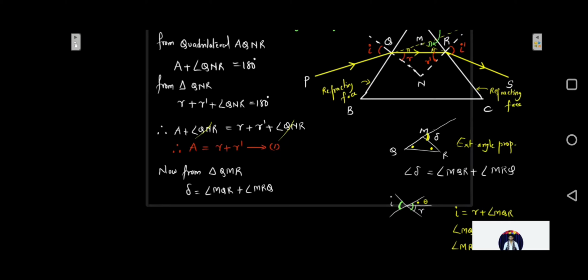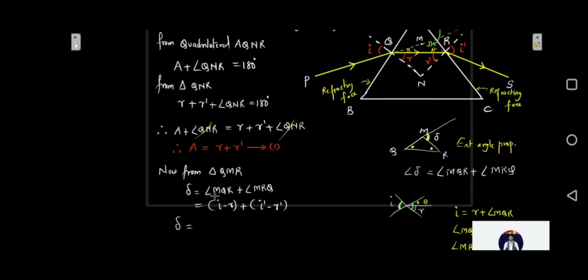So this is the logic I am going to use to write down the next statement. MQR can be written as I minus R, plus MRQ can be written as I dash minus R dash. I'll take I and I dash together and R and R dash together. Before that, I can make a statement that deviation will be equal to I minus R, which is nothing but the deviation at the first surface.